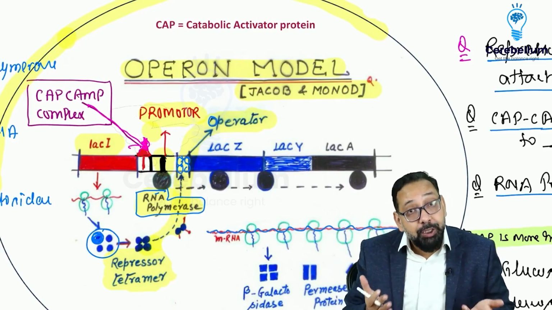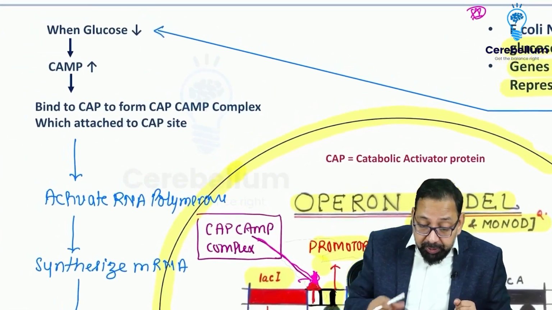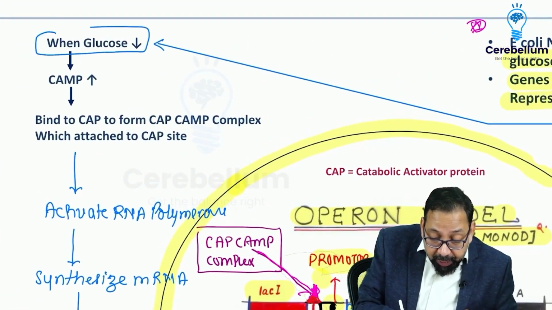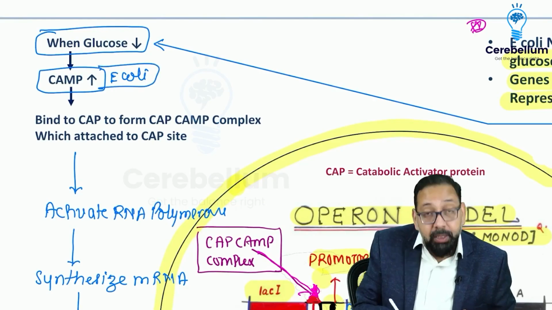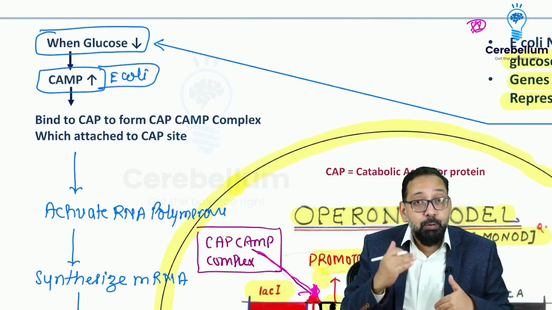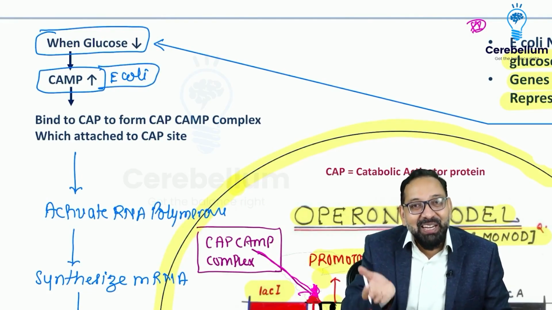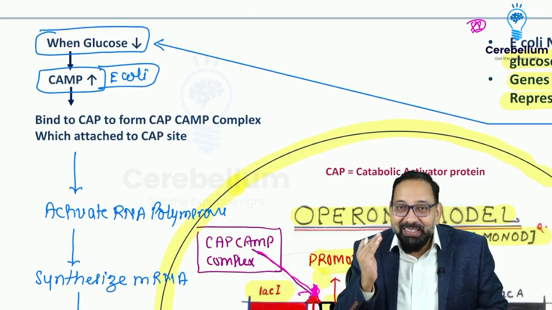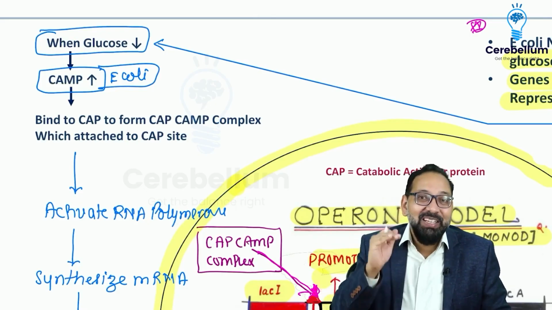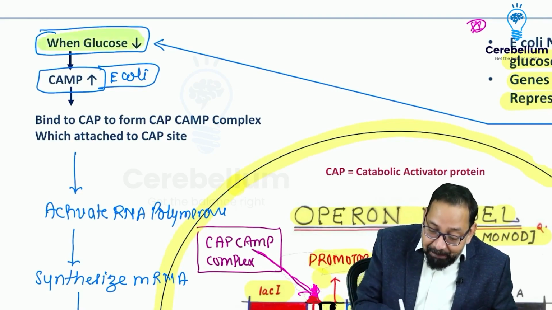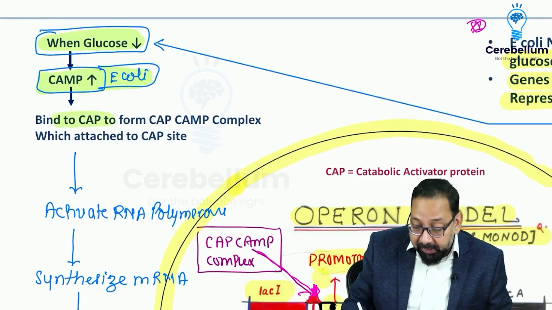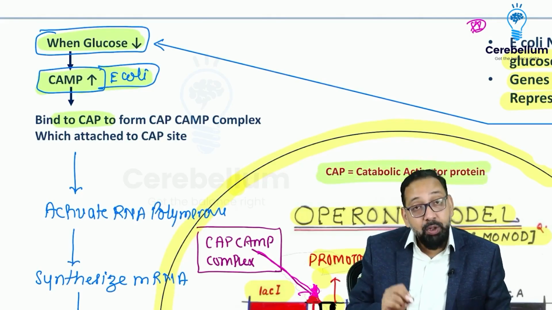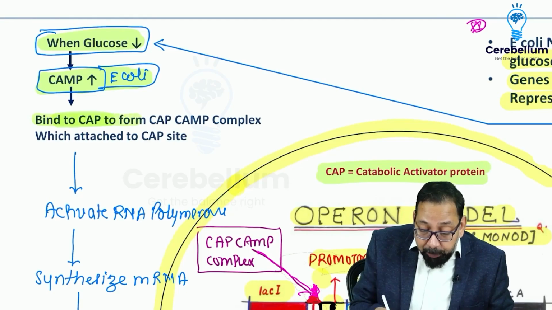Now adverse condition came, means glucose decreases in environment. When glucose decreases in environment, cyclic AMP increases in E. coli. You can easily remember in human being, when our glucose decreases, glucagon increases, and glucagon increases cyclic AMP. The same way, E. coli are our ancestor. So in E. coli, when glucose decreases, cyclic AMP increases. This cyclic AMP binds with CAP. CAP is catabolic activator protein. It binds with CAP to form CAP-cyclic AMP complex, which attaches to CAP site.